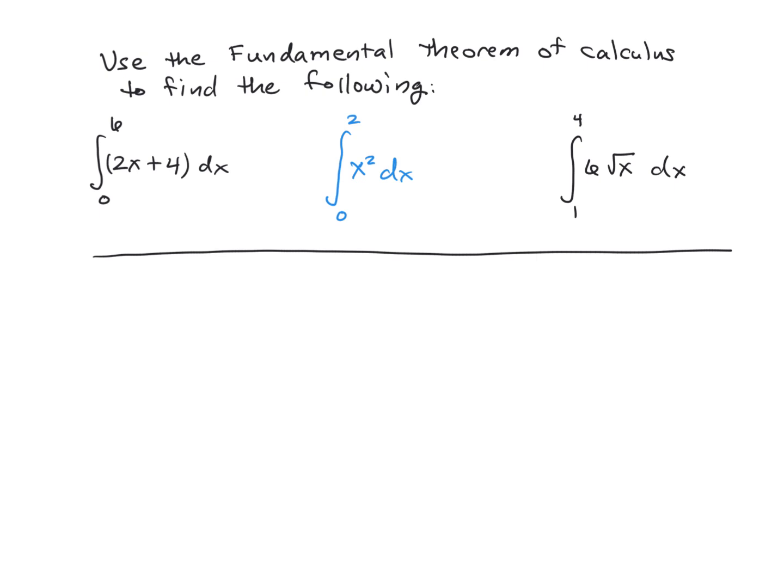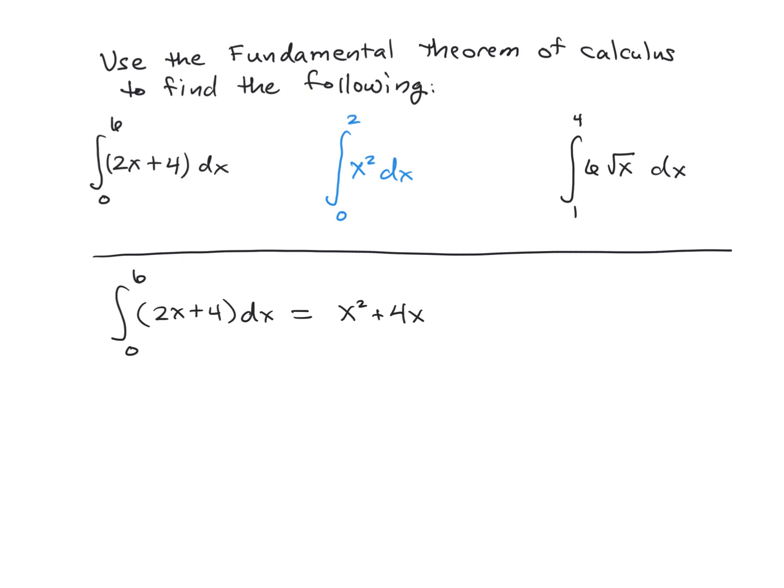So for our first problem, we have the integral from 0 to 6. Let's write that over again. Integral from 0 to 6 of 2x plus 4 with respect to x. So first thing to do is find the antiderivative of the integrand. So using the power rule, we know that's going to be x to the second power divided by 2, times 2. So that's going to be x squared plus 4 times x.